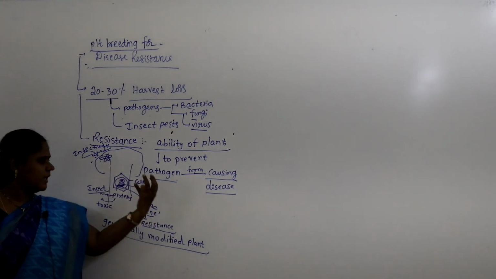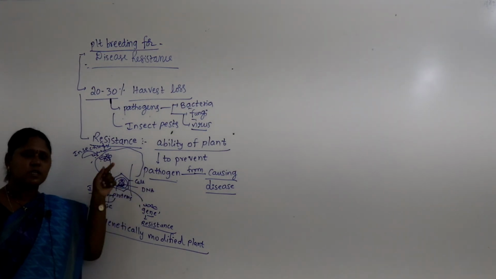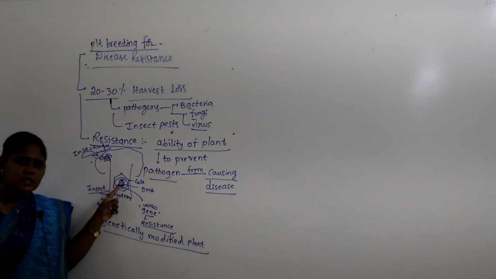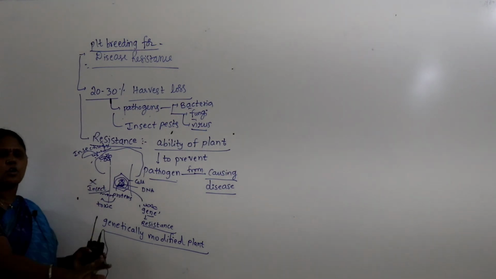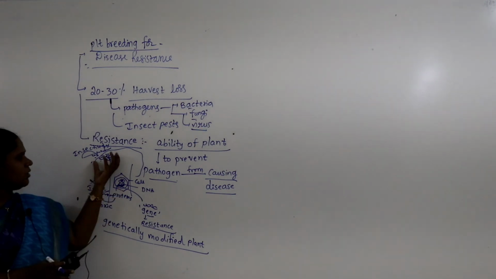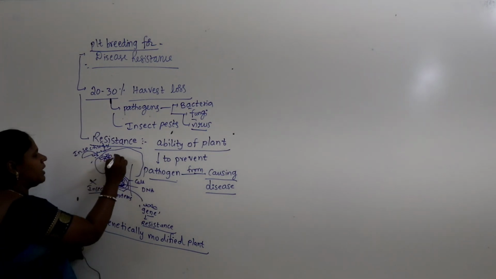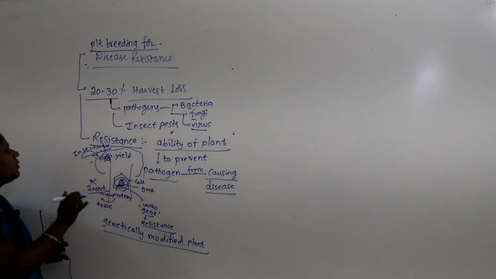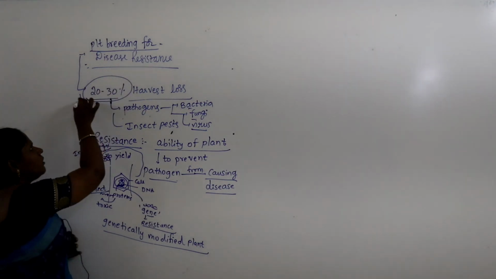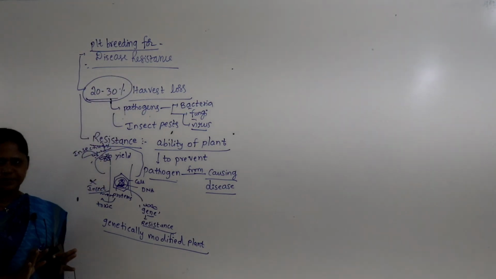I am introducing a gene, that gene shows resistance, and the plant itself will kill the insect. The insect will be killed, the insect will be destroyed, so that the yield, the grains or the food that I am getting is safe from infection or damage, so that I can prevent 20 to 30% of harvest loss.